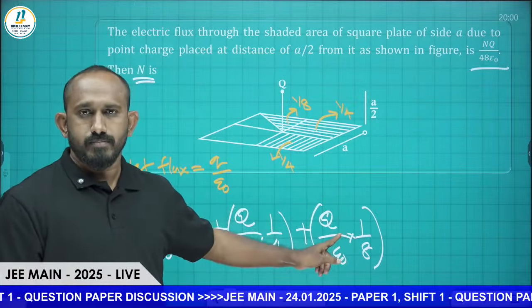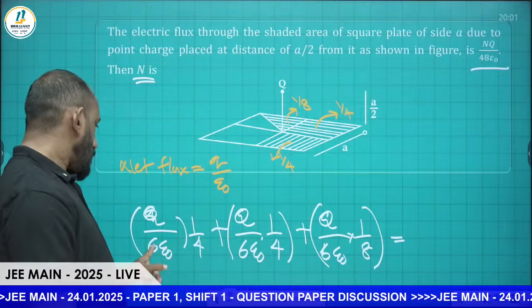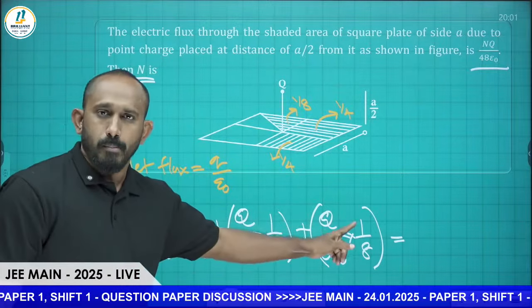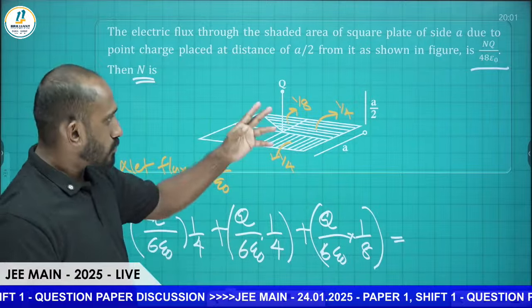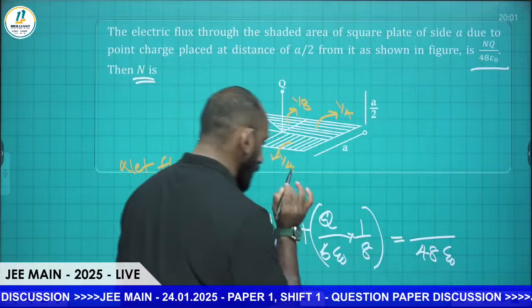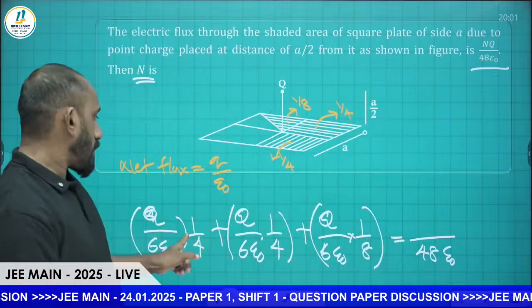So this will be equal to, taking the LCM, 6 epsilon 0 common, then 1/4 plus 1/4 plus 1/8. Taking 48 as the LCM with epsilon 0, it is 1 plus 2 plus 2, which is 4, plus 1 gives 5, so 5Q by 48 epsilon 0. So the value of N you have to find out, that N is 5, which is the answer.